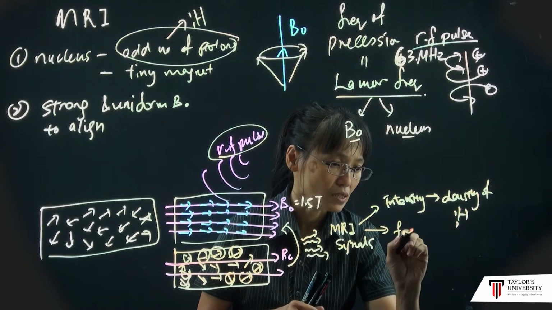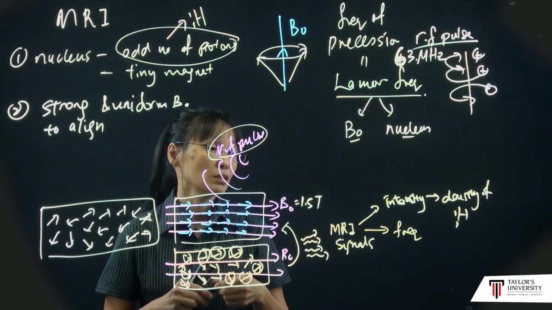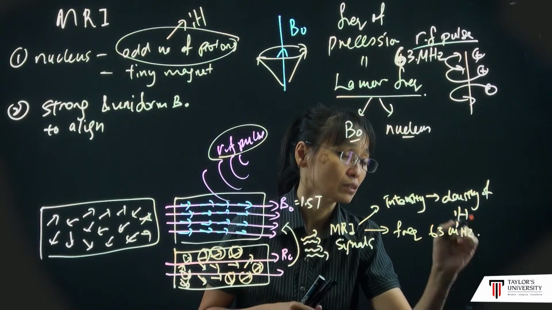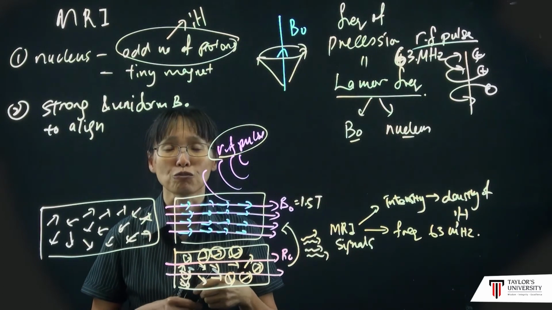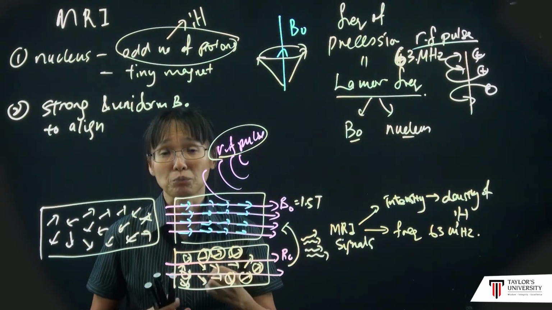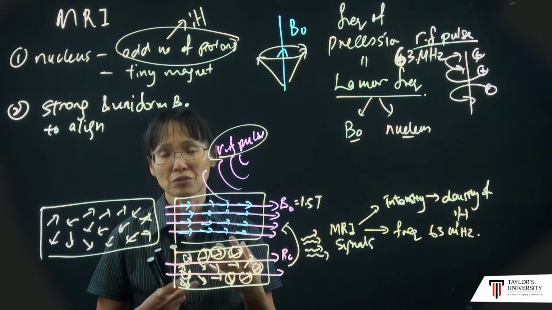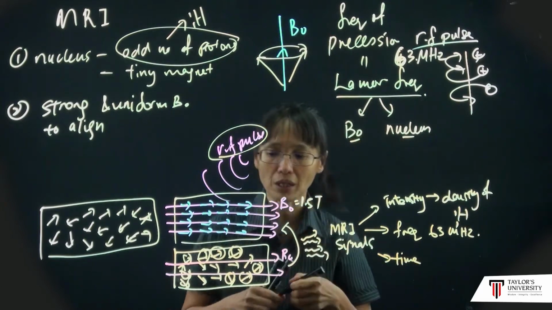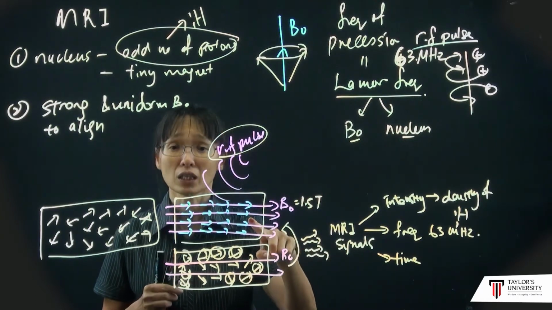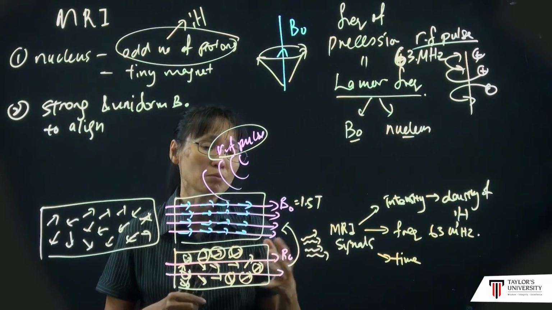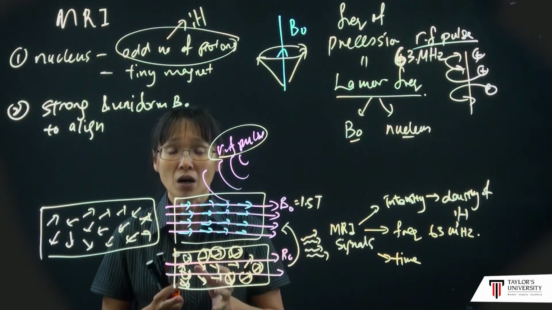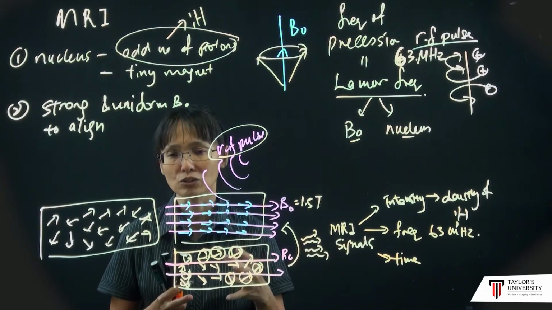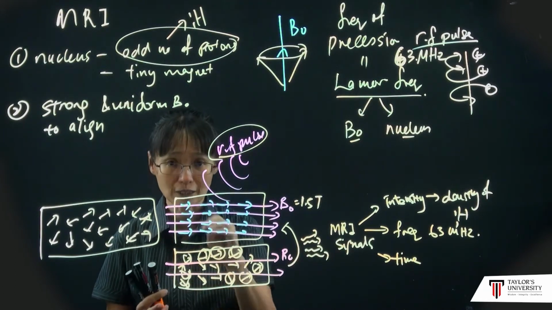And we can actually investigate the frequency of the signal. The frequency of the signal will be the same, which is still 63 megahertz. Okay, because that is actually the frequency of energy it absorbs. So afterwards, it will re-emit the same frequency of energy. And we can talk about the time. The time taken from the chaotic state to the equilibrium state. So this time is affected by the neighboring atoms around the hydrogen. So the time can actually tell us the tissue composition around this hydrogen.